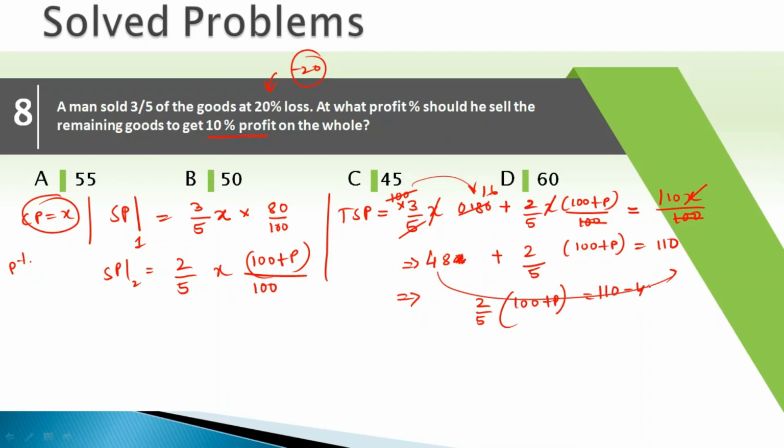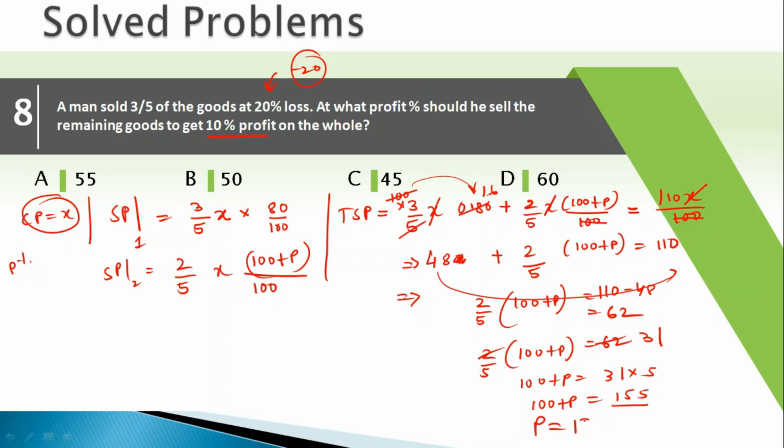Okay, 48 को इधर भेज दो, what we get, 2 by 5 100 plus p equals to 110 minus 48, that comes down to 62. So 2 by 5 100 plus p equals to 62, इसको कट आउट कर दो 31 हो जाएगा. So 100 plus p equals to 31 into 5, that comes down to 155. So 100 plus p is equal to 155, that means p is equal to 155 minus 100 equals 55. So 55% का प्रॉफिट में बेचना होगा the second lot, then only we can get our overall profit of 10%. Got it? So our answer would be option A.